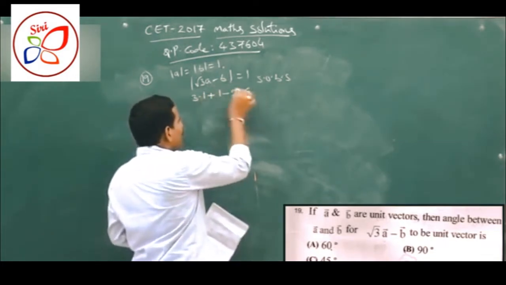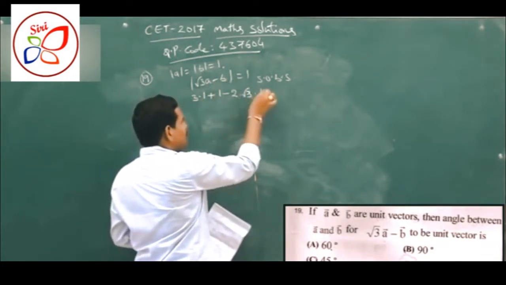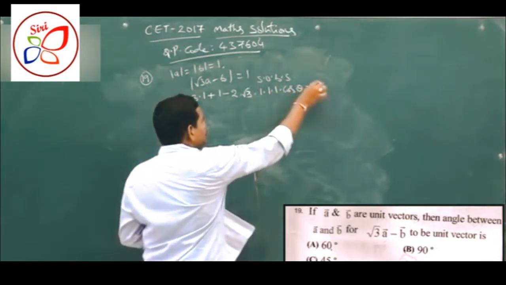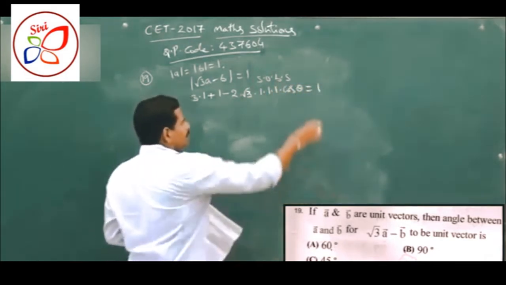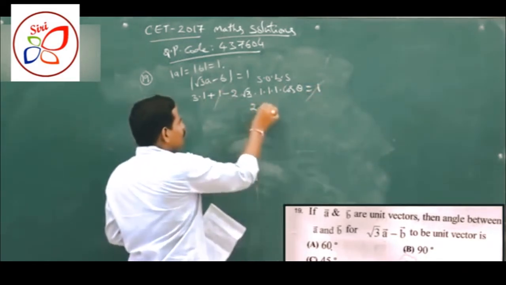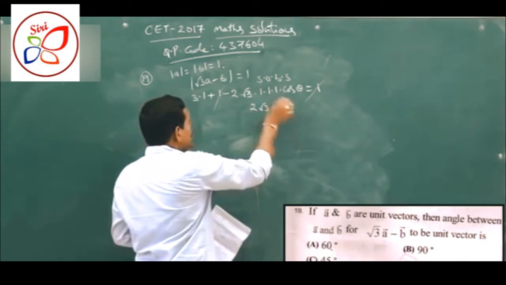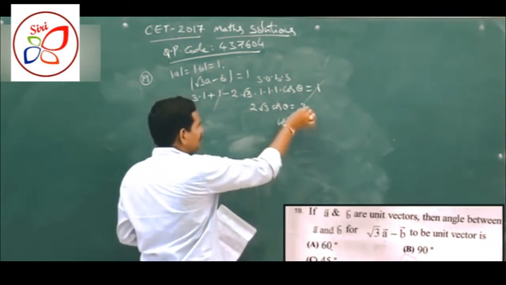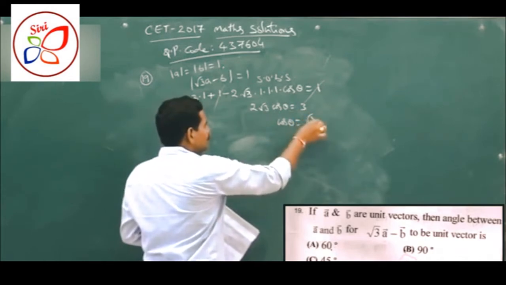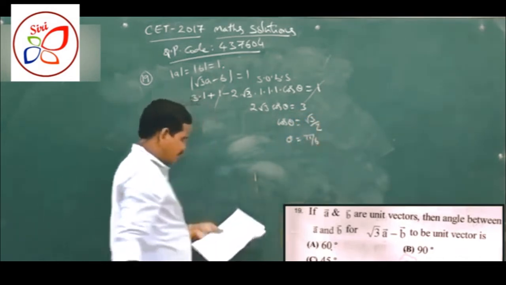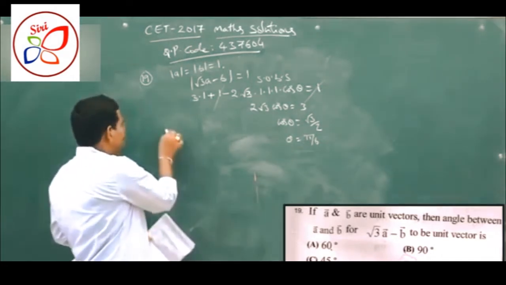Root 3 into A dot B means mod A mod B into cos of angle between them, is equal to 1 square is equal to 1. Cancel this 1. Remaining 2 root 3 into cos theta is equal to that side 3 itself. So that cos theta is equal to 3 by root 3, root 3 by 2. So theta will be 30 degrees, which is in D option.